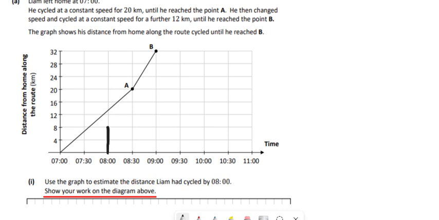So 8 o'clock is there, so if you draw a little line up there from 8 o'clock, it's obviously going to be where it meets the graph there, and you should really be drawing another line over there. You might not need to have the lines, dots or whatever might get you the marks, but either way it's going to be about, so it's a little bit more than 12, so I'll just say 13. I could say 14 either. I'll just say 13. So 13 kilometers. So that's just reading straight from the graph.